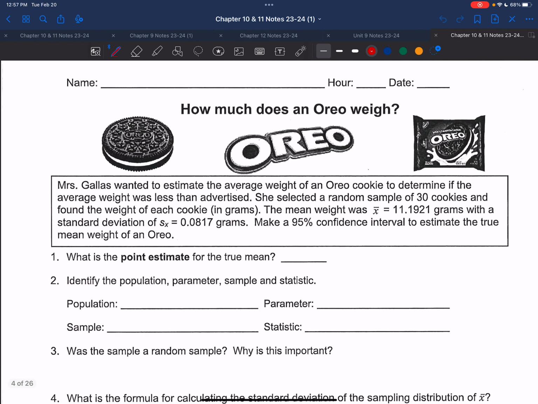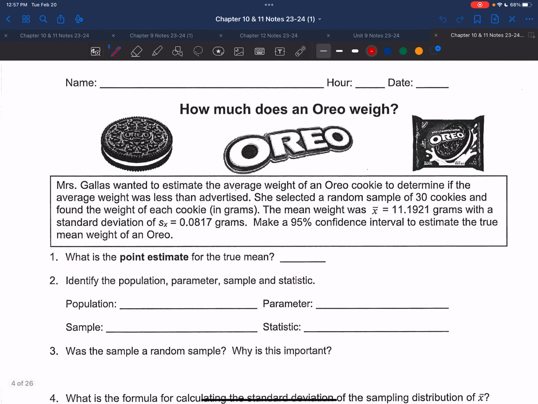All right, guys, so in this video, we're going to be starting off by talking about section 10.1, okay? Section 10.1 primarily covers estimating a population mean, all right? First thing we're going to look at is how much does an Oreo weigh?